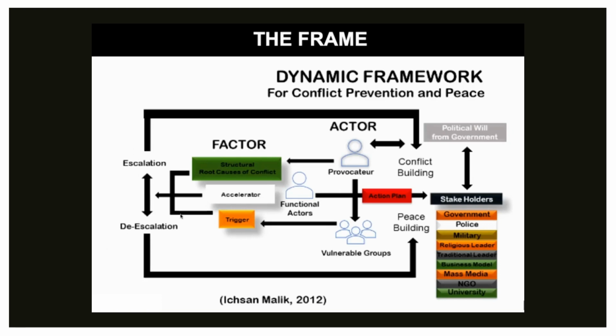The first element is escalation. We should detect the escalation of the conflict first. And then the second is the factor. If you see that, we can make the conflict tree tools to see the structural root causes of conflict, the accelerator, and the trigger of the conflict. This is the factor.